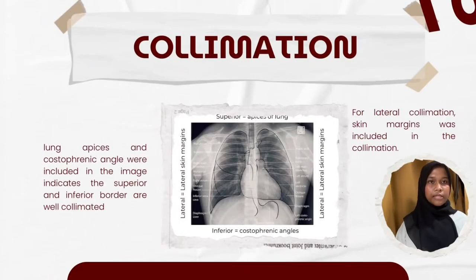So now let's go deeper on the collimation. For the chest, lung apice and costophrenic angle were included in the image, indicating that the superior and inferior borders are well collimated. For the lateral collimation, the skin margin was included in the collimation.